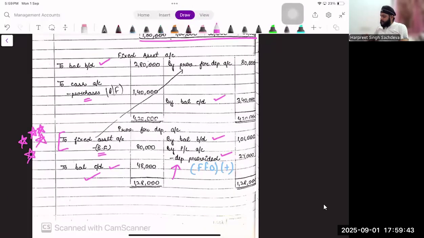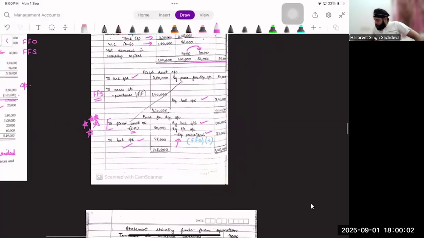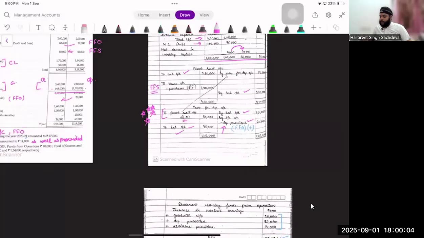Yes. So the balancing figure will be purchase, and purchase of fixed assets will go to the fund flow statement. Source or application? Can you tell me? Purchase will go to the source side or the application side? Yes, application. Now we'll go to the second step, that is funds from operations.